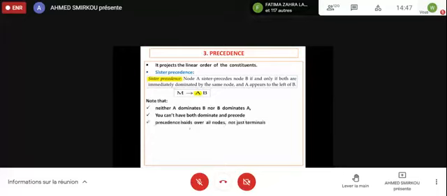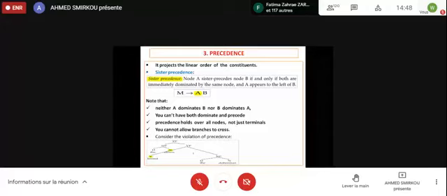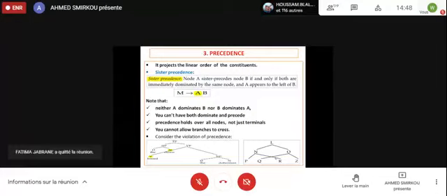So precedence holds over all nodes, not just terminals. You can't allow branches to cross. For example, if you draw the tree like this, then you violate precedence, or like this. Okay, this is the idea. The main idea here is: please respect the order of words.